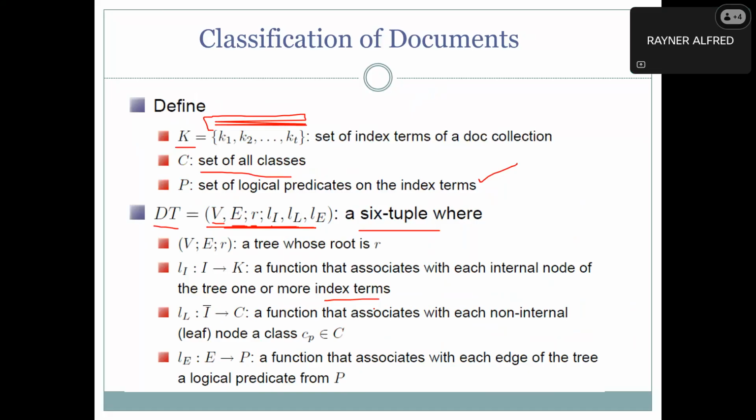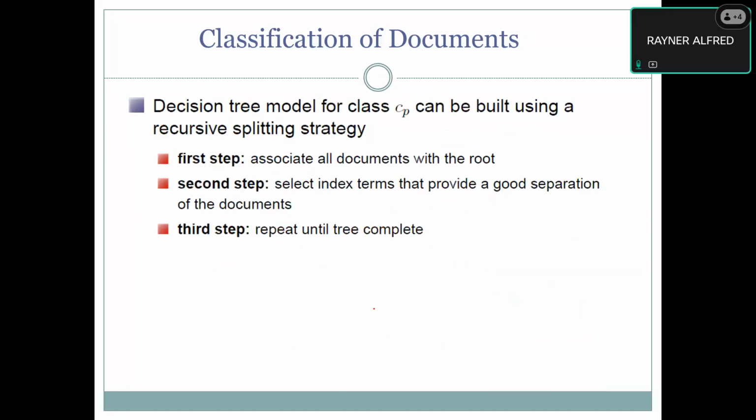So to illustrate this one, we first associate all document with the root. So we're starting from the root. So the second step is to select index term that provide a good separation of the document. And then the third one, we will repeat until the tree is complete. Complete means you have all the document in a group, and all of them have the same label, or you have reached the threshold of 3 depth of your decision tree.